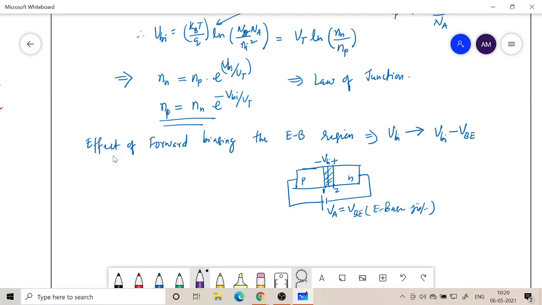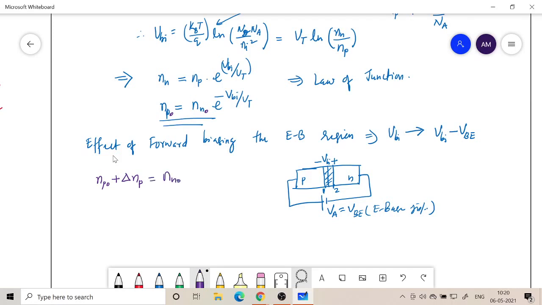The result is that I will have my NP. Earlier it was NP0, at the equilibrium it was like this, and here also it is equilibrium. So now it is going to be increased by an amount. Okay, how did that come?